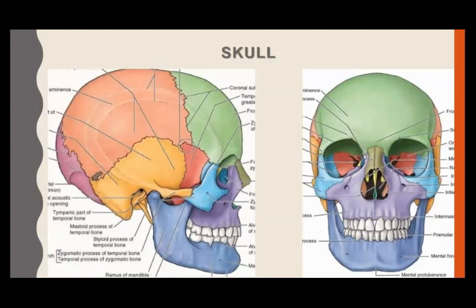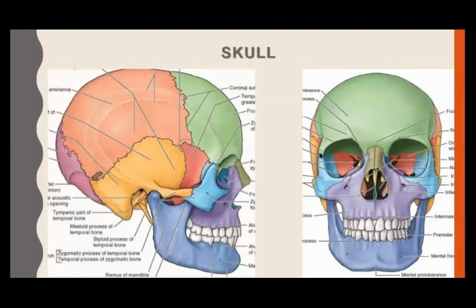Frontal is green, maxilla is purple. So between these two, you have this part of the maxilla. Since it joins the frontal bone, it is called the frontal process of maxilla. The frontal process of the maxilla. And this is the frontal bone, which is joining the maxilla. So this will be the maxillary process of frontal bone. The maxillary process of the frontal bone.